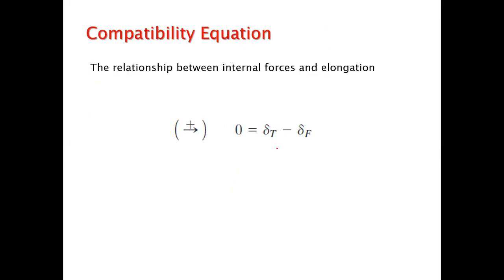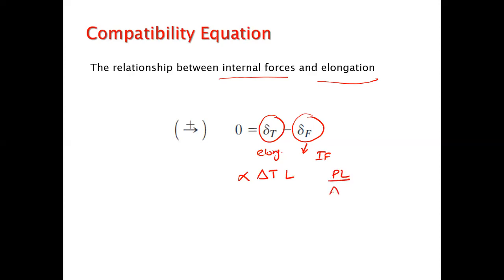Here we have the compatibility equation. In the compatibility equation, we have two kinds of force, two kinds of difference. It is due to internal force and due to elongation. This one is represented by alpha delta T L, and this one is represented by PL over AE.